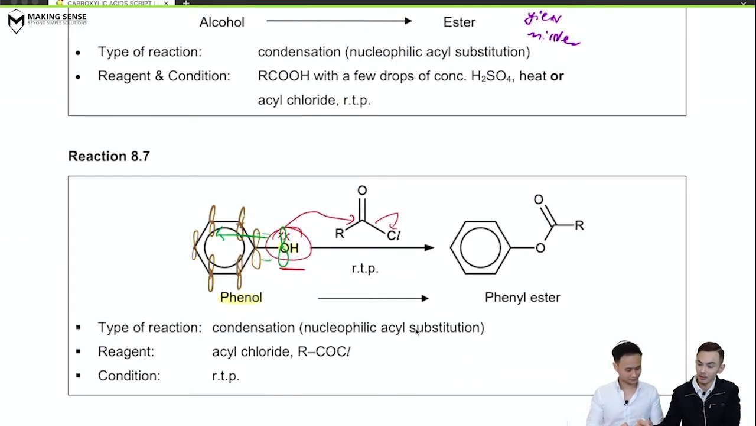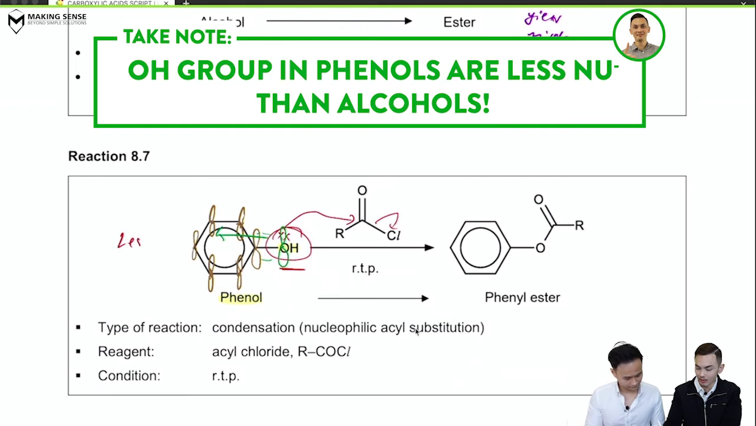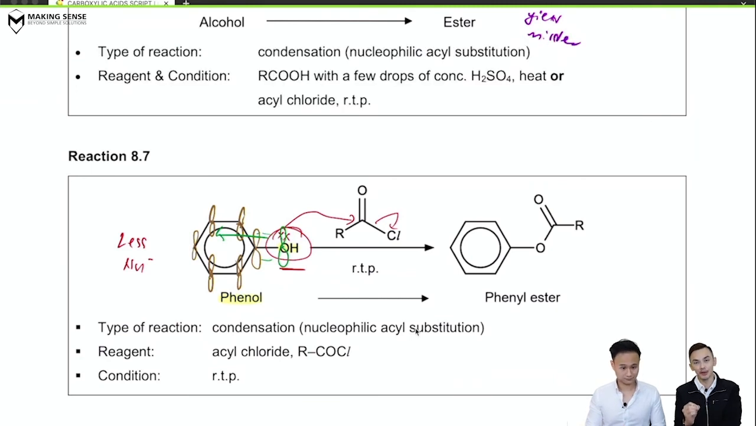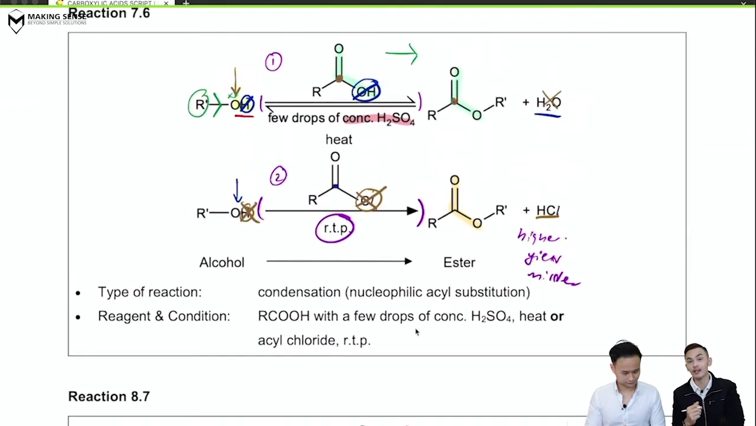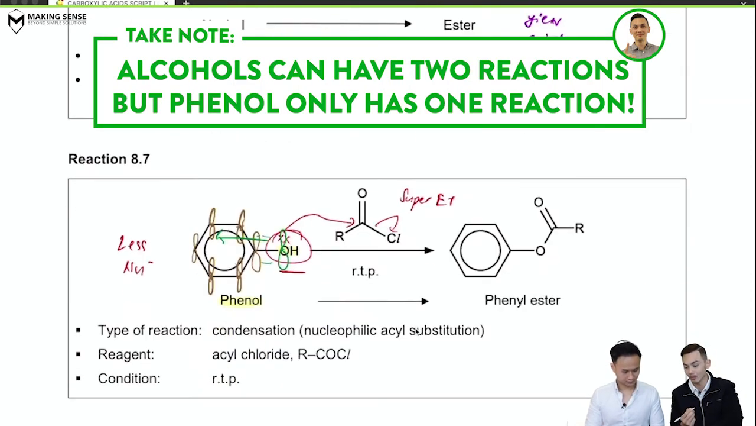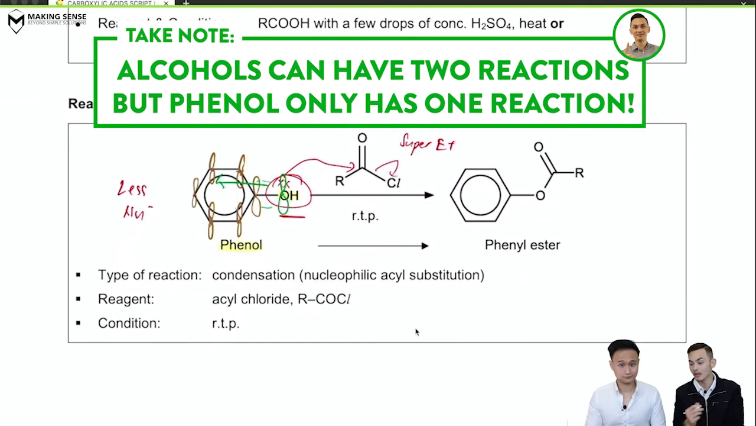Okay, so we're going to write this down. Phenols, they are generally less nucleophilic. So to compensate for the fact that they are less nucleophilic, you have to be careful of the choice of your electrophile, which is why, in this case, only the super electrophile will work. All right, so we need you to really have a deep appreciation why the reagents and conditions are different, why alcohols can have two different reagents because they are more powerful. But in the case of phenols, they are less powerful, so they will only work with the super electrophile, the acyl chloride.